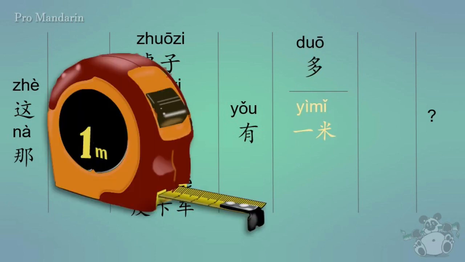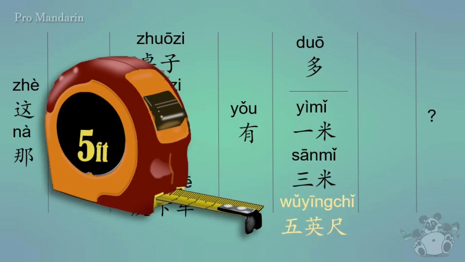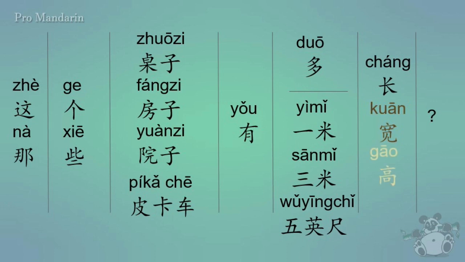So for the next word, 1米 means 1 meter. And then we have 3米, 3 meters. So you can do this with any of the numbers and just put mi right after that, and that'll be however many meters. And then the last word in this column is going to be 5英尺. 5 is 5, 英尺 is feet, as in the English measuring system. Alright, now in this last column, we're going to have 长, which means long. And then the next one is 宽, which means wide. And then the last one is going to be 高, which means tall, or as in talking about the height of something.